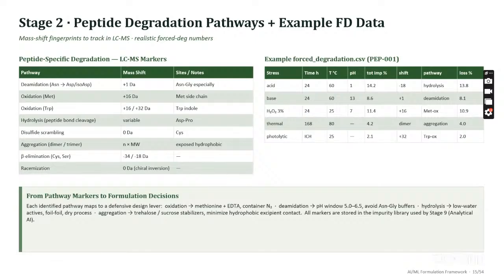Crucially, each pathway maps to a defensive design lever. Oxidation means add methionine and EDTA. Hydrolysis means keep water out. So like this, you should evaluate the temperature.